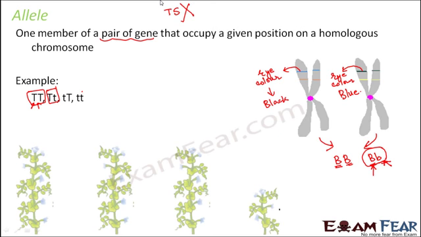So, if it is capital, that means it is tall. If it is small, that means it is dwarf or short. Similarly, if it is capital, it is black. If it is small, then it is blue. Now, these are just examples which I am giving you. How exactly we denote it, why we denote one with capital letter and why we denote one with small letter.